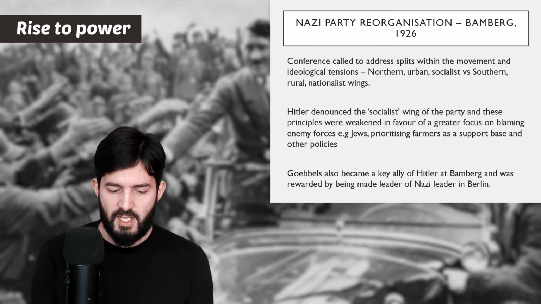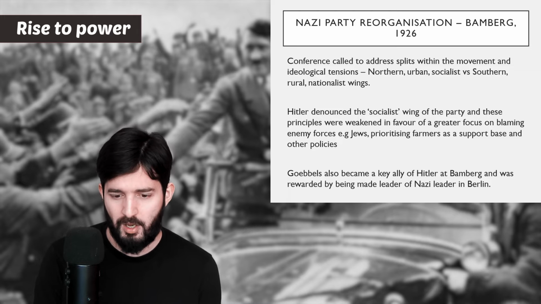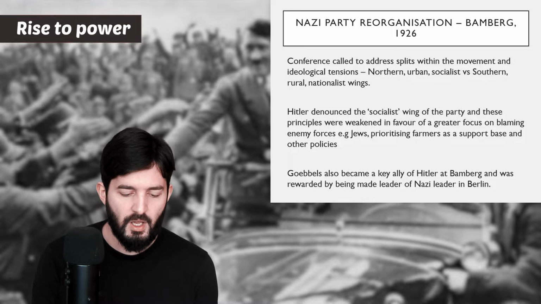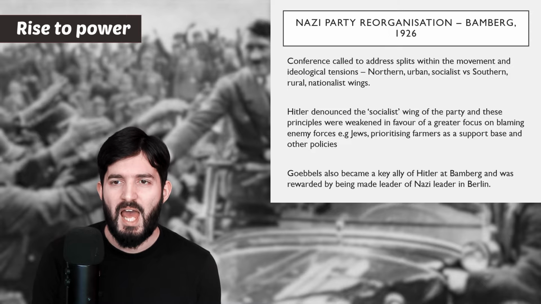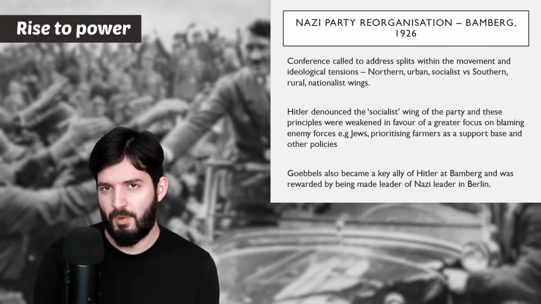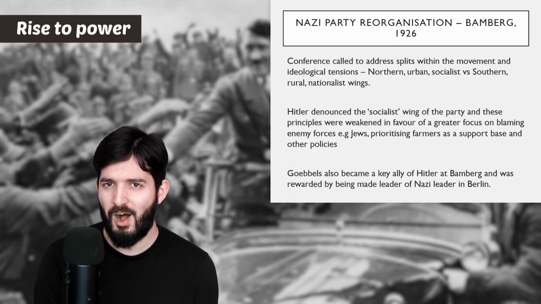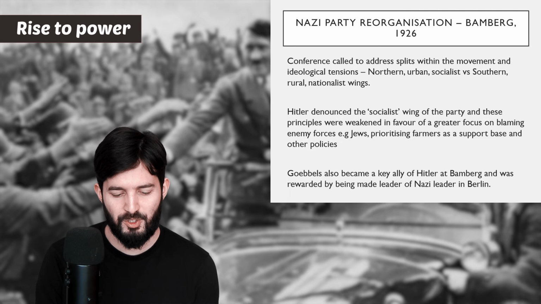So in 1926, this divide comes to a head, and Hitler calls a party meeting or conference in Bamberg. It's called the Bamberg Conference. And at this meeting, Hitler decides to make a move against the socialist wing of the party, who he denounces, and he basically accuses of being effectively communists, which, if you know what socialists are, they are close to communism, so it's not the wildest thing for Hitler to try and claim or say or do.